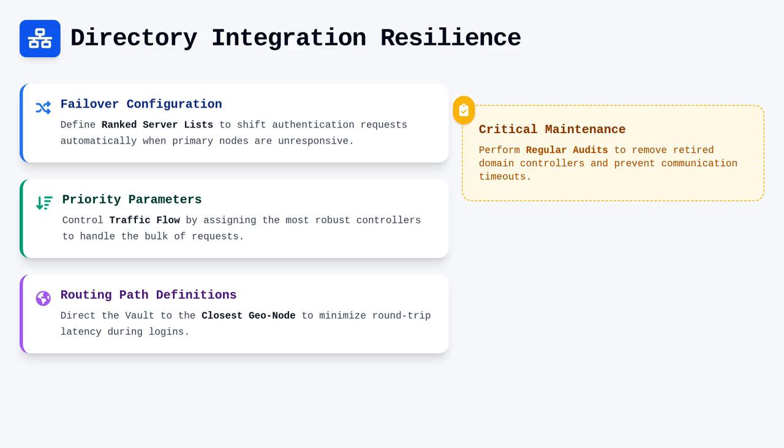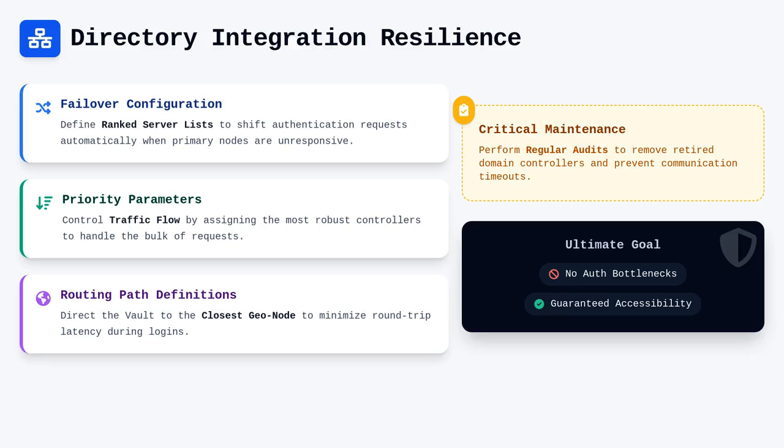Regularly performing audits on these lists is essential because infrastructure changes, such as decommissioning a retired domain controller, can result in the vault attempting to communicate with non-existent services. A well-architected redundancy strategy prevents authentication bottlenecks and ensures that your privileged sessions remain accessible even during local network disruptions.